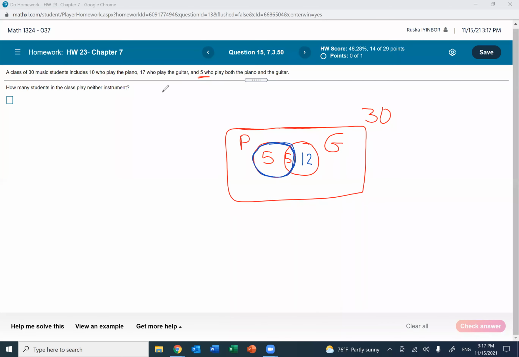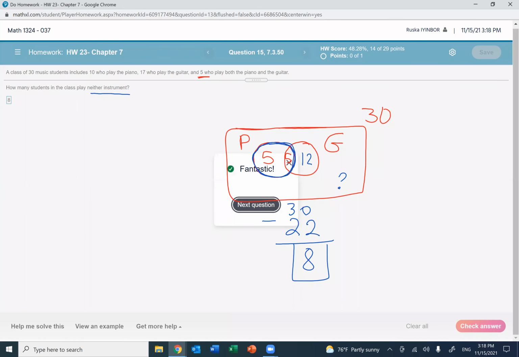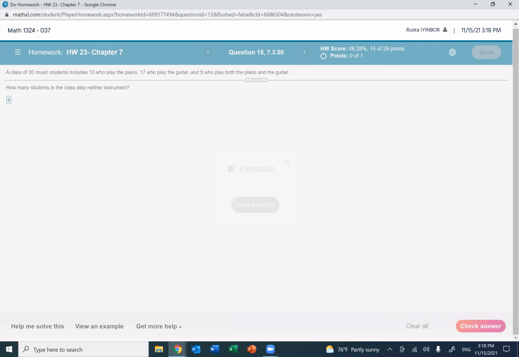And they're asking how many students don't play anything. So they're asking what is the number outside of all of those who are playing instruments. So you're gonna add 5 plus 5 plus 12. That's 22. And you're gonna subtract from 30 because 30 is the total number. And that gives me 8, right? Because 8 plus 22 is 30. So the students who don't play anything are 8. Using a Venn diagram is a really easy way to do that. Okay, going to the next.